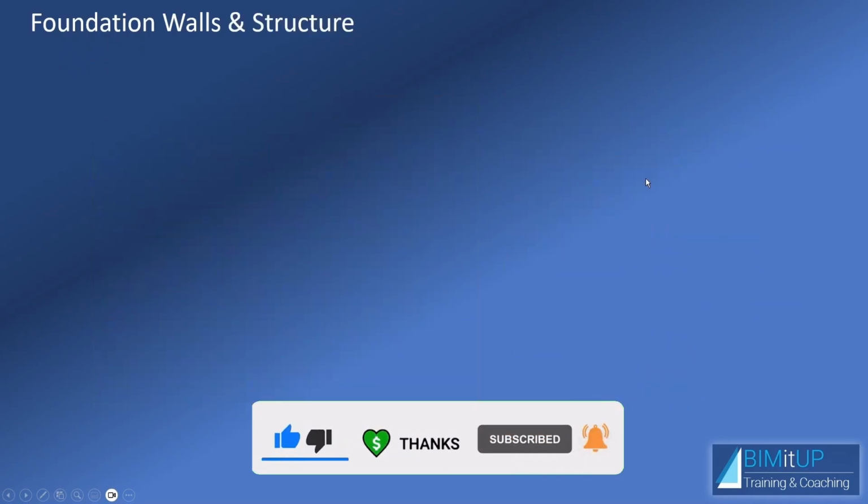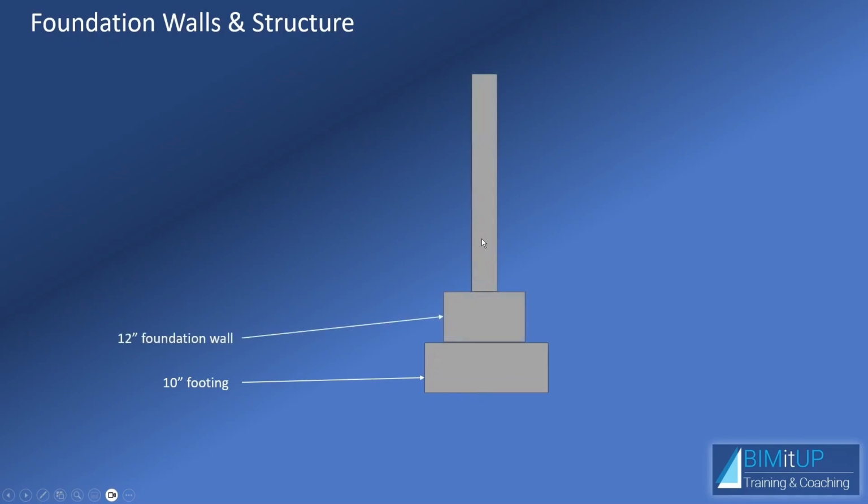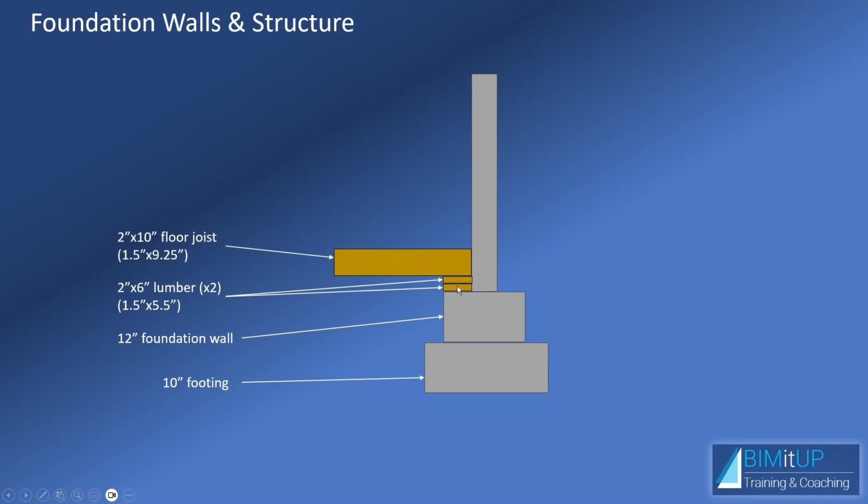So on a profile view or in a section view, you're going to have your 10-inch deep footing, your 12-inch deep foundation wall with your exterior block wall on top. Then you have your 2x6s, which are, remember, nominally 2x6s, but in reality they're 1.5 by 5.5. Then you have your 2x10 vertical floor joist, which again nominally is 2x10, but in reality is 1.5 by 9 1/4. Then you have your 1-inch structural floor, and sitting on top of it you have your 1/2-inch wood finish floor.